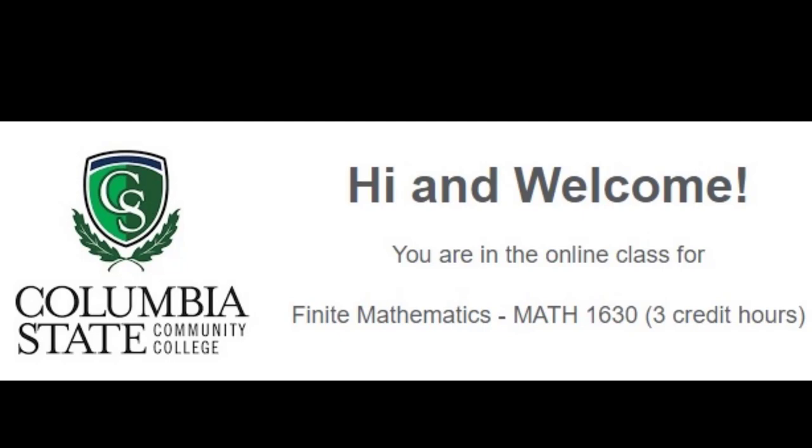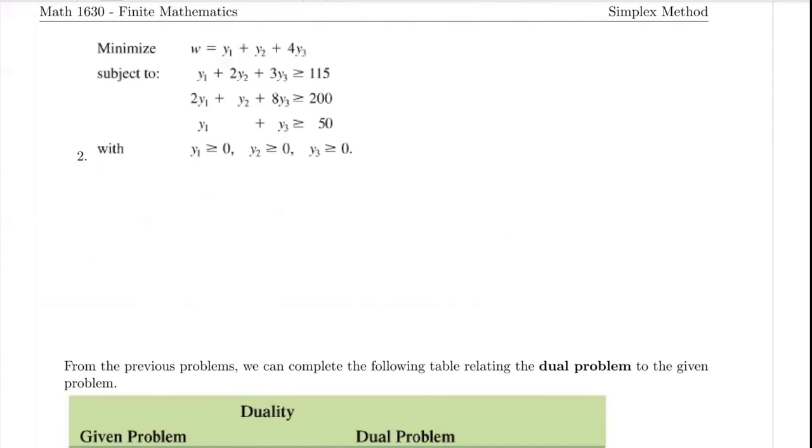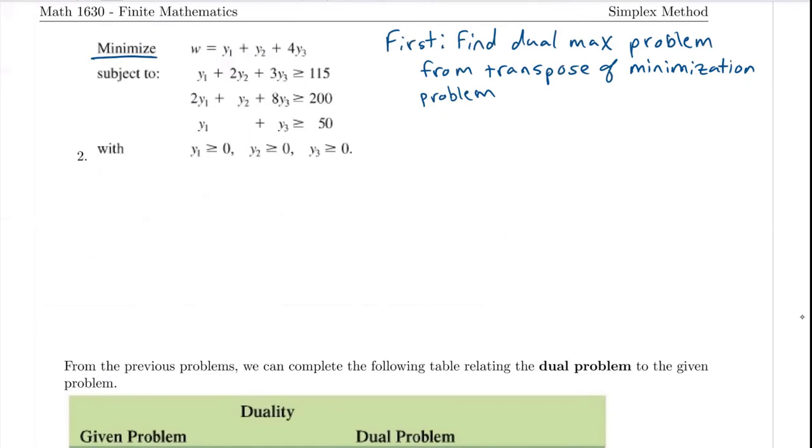But here goes. This problem is on page 12 of your notes, and it wants us to minimize. The first thing you have to do when you have a minimization problem is get the dual maximization problem, because that's actually what we're going to do the simplex of. I start writing my constraints into a matrix. You can see the first constraint, 1y1, 2y2, 3y3. I wrote that as my top row.